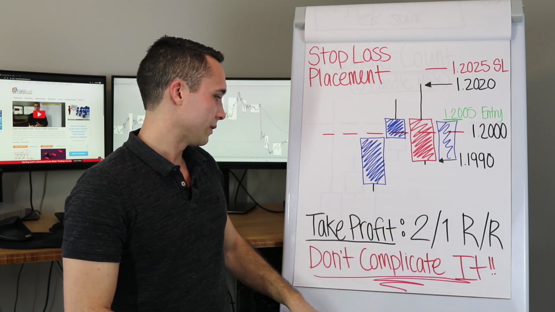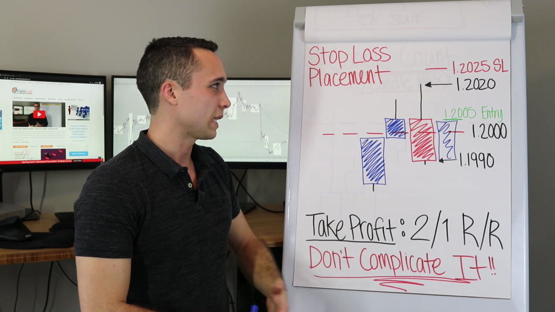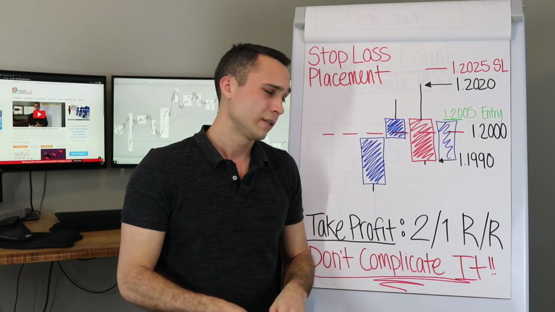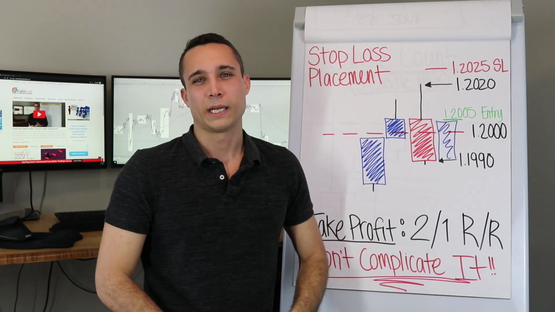All right, let's see what else here. Take profit, 2-to-1, we've covered that. If you're dealing with a 20 pip stop, it's a 40 pip take profit from where that entry is. And again, don't overcomplicate the process, guys.